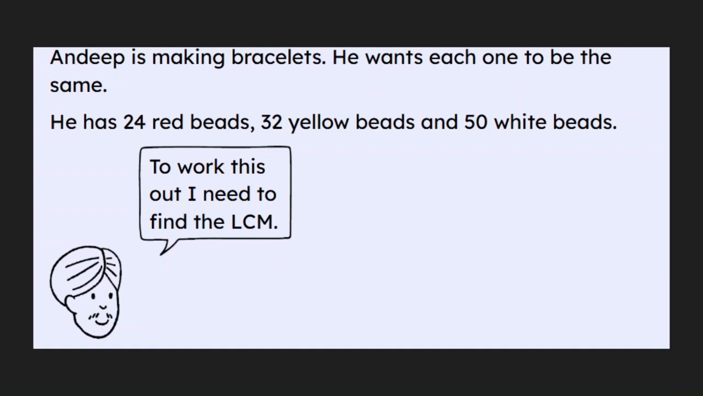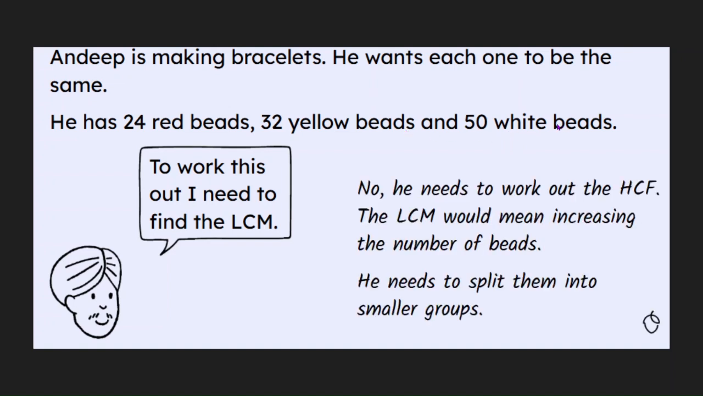So, in this case, he's got 24 red beads, 32 yellow beads, and 50 white beads. And he wants to make each one the same. He needs to work out the highest common factor, right? Because the lowest common multiple would mean increasing the number of beads, right? He needs to split them into smaller groups.